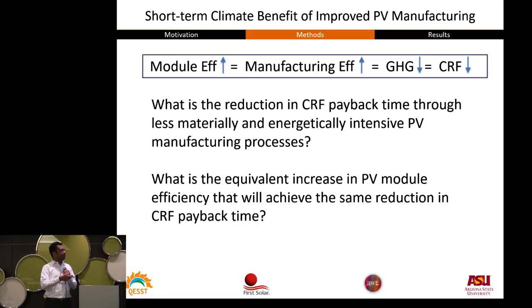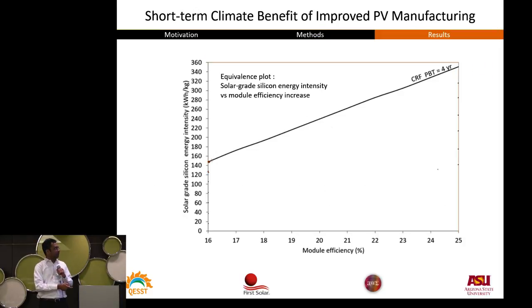So in order to map the short-term climate benefits, we use this equivalence plot. Here we have the x-axis, which represents module efficiency, and the y-axis, which represents the energy intensity of manufacturing solar grade silicon. And we have this payback time. Any point on this line represents a CRF payback time of 4 years. So a combination of module efficiency and energy intensity of manufacturing silicon will give you this payback time. Any point on this line is going to have a payback time of 4 years, the radiative forcing payback time.